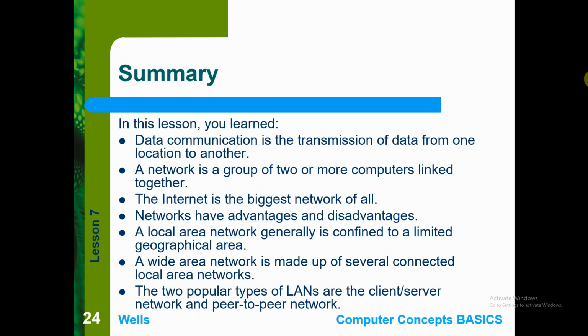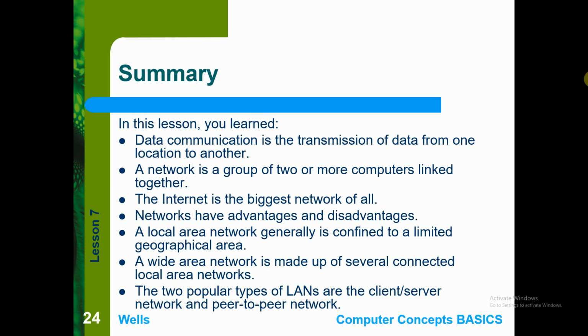So to summarize, communication is data communication, the transmission of data in a network, a group of two or more computers linked together, and the internet is the biggest network. It is considered the largest one. Networks have disadvantages and advantages, and for a local network, you're confined to a limited geographical area, whereas a wide area network covers several LANs.